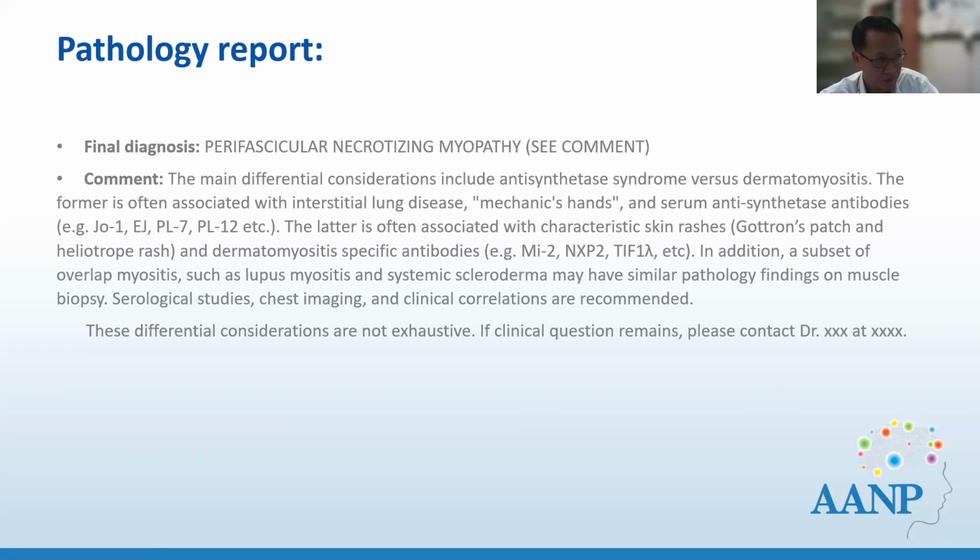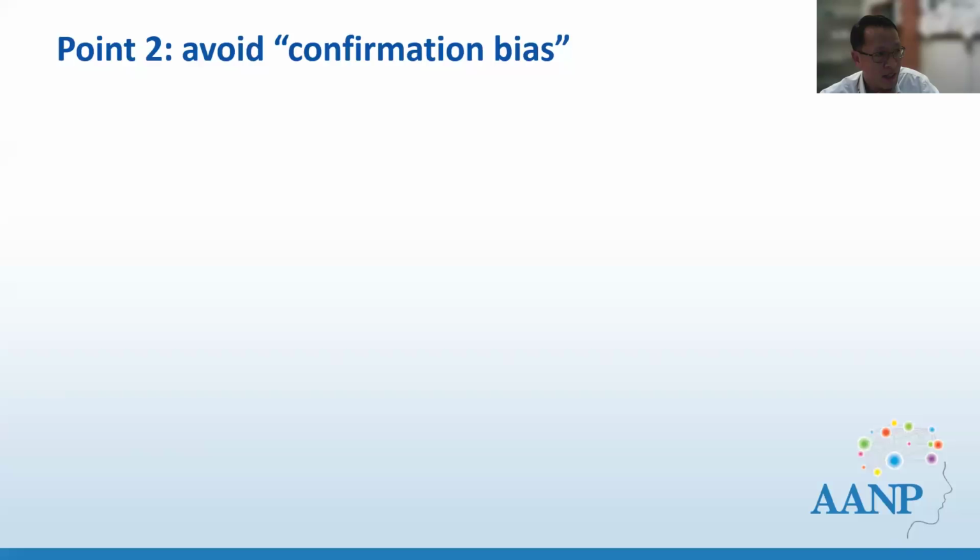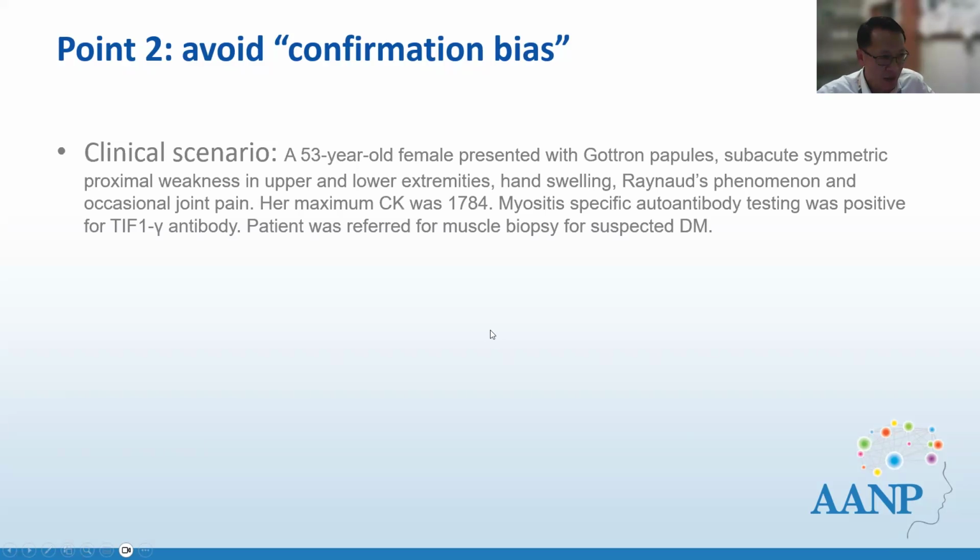Okay, the second thing is to avoid confirmation bias. So we talk about how important the clinical information is, but it's not always correct. Let's look at an example. A 53-year-old female presented with Gottron's papules, subacute symmetric proximal weakness, and hand swelling. So these are a dermatomyositis-like picture. She also has Raynaud's phenomenon and occasional joint pains. Maximum CK was 1700.